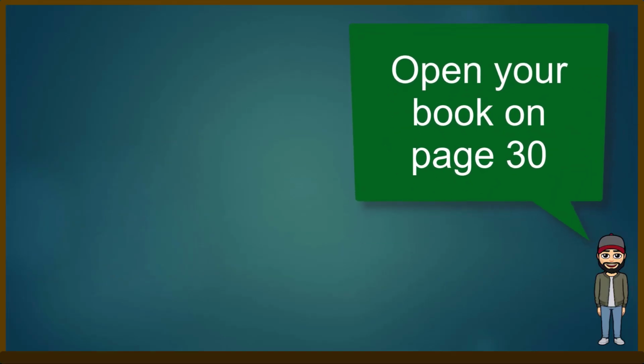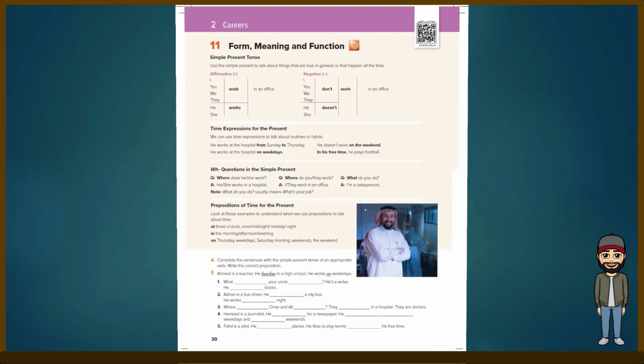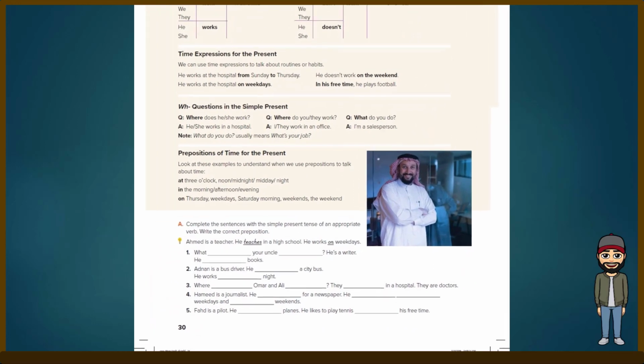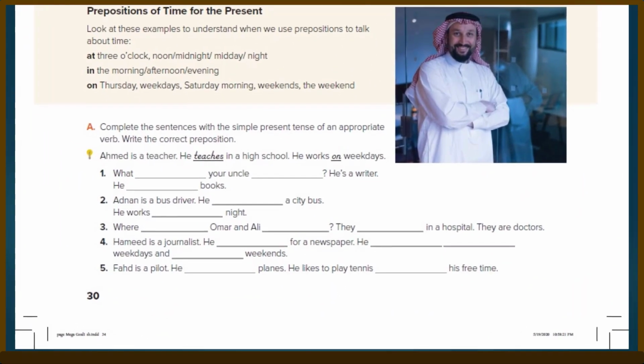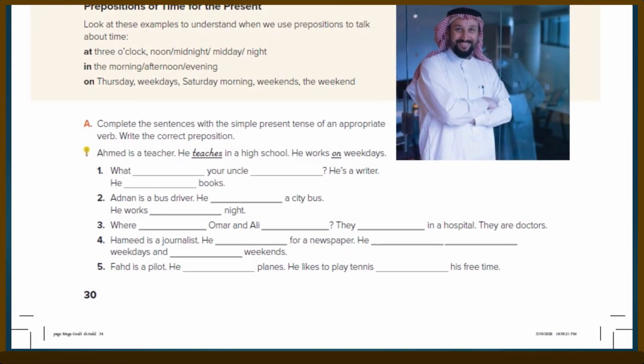Open your book on page 30. افتح كتابك صفحة 30. A. Complete the sentences with the simple present tense of an appropriate verb. أكمل الجملة باستخدام المضارع البسيط للفعل المناسب. Write the correct preposition. اكتب حرف الجر المناسب.